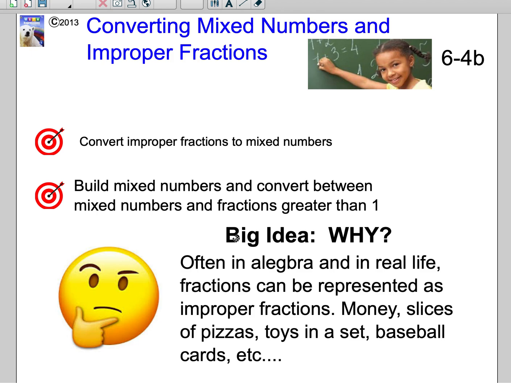Well, often in algebra and in real life, fractions can be represented as improper fractions. Money: I might have $3.25, or I might also have a lot of quarters that could be represented as $3.25. I might have more than one whole pizza. I might have, I don't know, 13 slices of pizza and they're cut into fours. Toys in a set, baseball cards, etc. There are a lot of ways in real life we use mixed numbers and improper fractions.